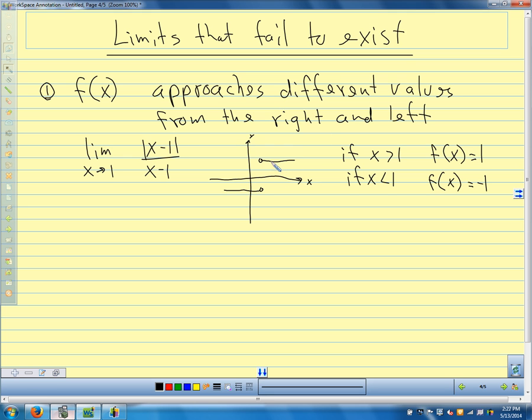So it stays really, really close to 1, and then boom, suddenly it drops to negative 1. So we can't say that the function approaches one value as x approaches 1. So this would be one example when the limit fails to exist, when our function approaches different values from the right and from the left.